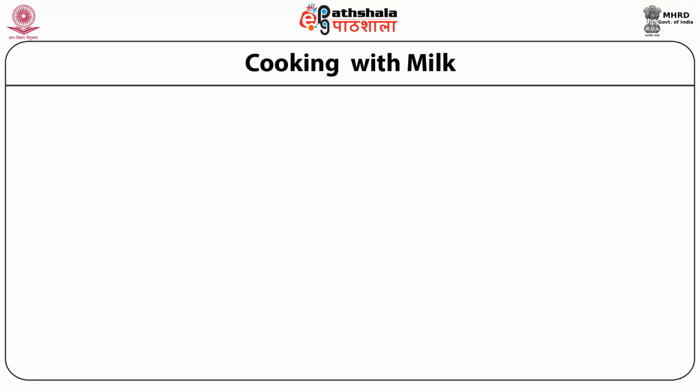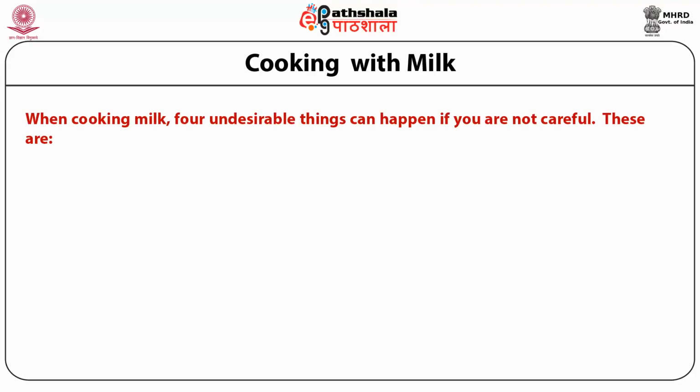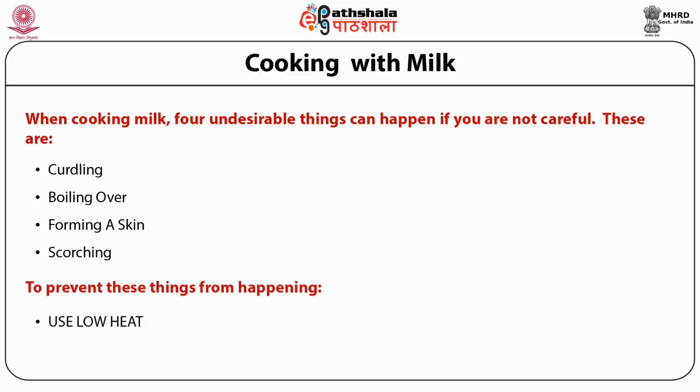Students, now we come to the chief concerns, that is cooking with milk. When we cook different substances with milk, or milk alone, four happenings are to be handled. These happenings are curdling, boiling over, skin formation, and scorching. Before proceeding into their details, we must keep two laws of milk cooking in our mind, that is, use low heat and stir it constantly.